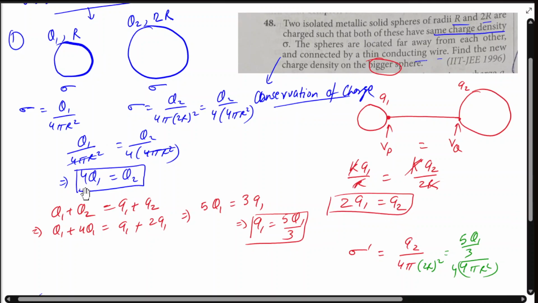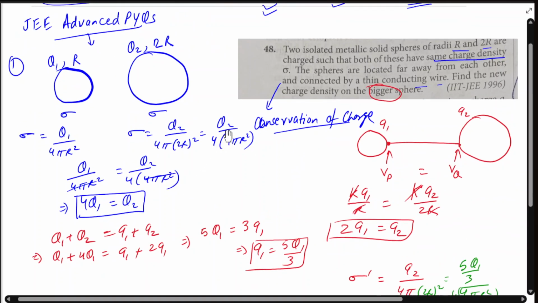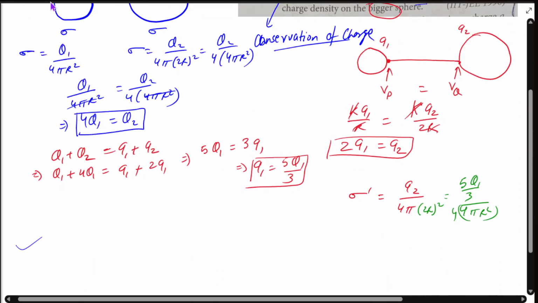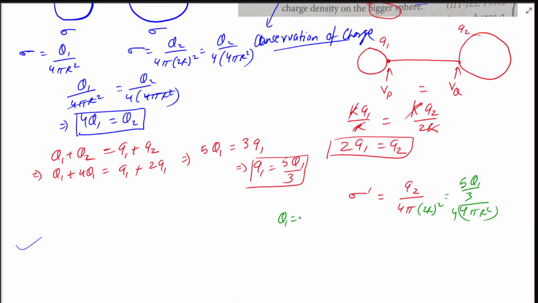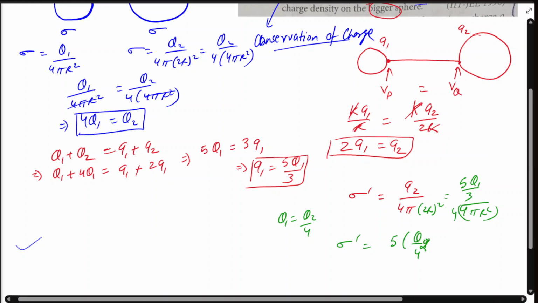So Q1, I can write it in terms of Q2, right? Q1 is Q2 by 4. So I can just swap it. Sigma dash will be 5 Q2 divided by 4, right? And 3 was already there. And this will be 4 into 4 pi r square.